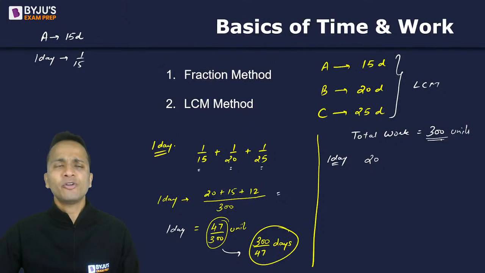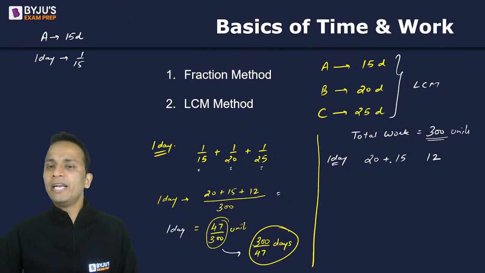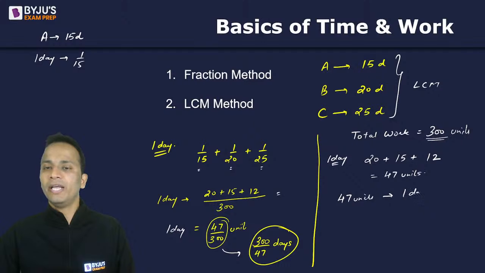Similarly, one day work of B, 20 days में 300 units काम करता है. So one day में कितना करेगा? 300 upon 20, that is 15. And similarly for C, it will be 12. So the net one day work will be 47 units. Okay. So A, B, and C can finish 47 units of work in one day.